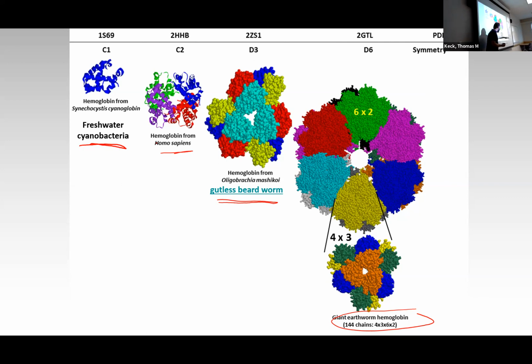Gutless beardworms and giant earthworms and their ancestors have found molecular solutions for these same types of problems, some of which might even be far more efficient than our own hemoglobin, but they have a vastly divergent evolutionary history from us that we can only hope to learn from them.